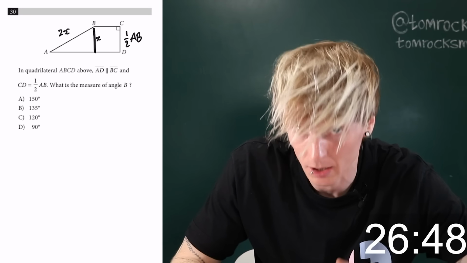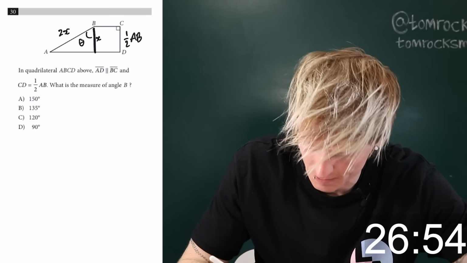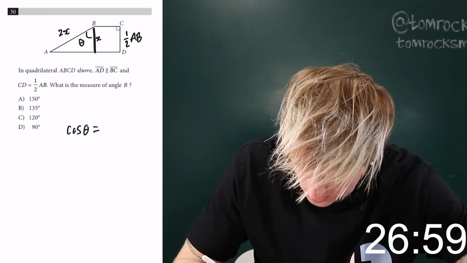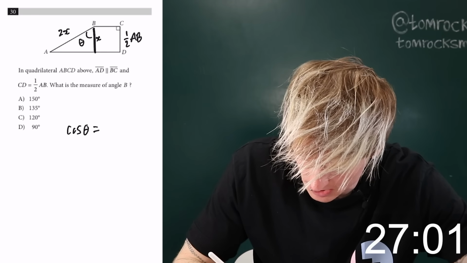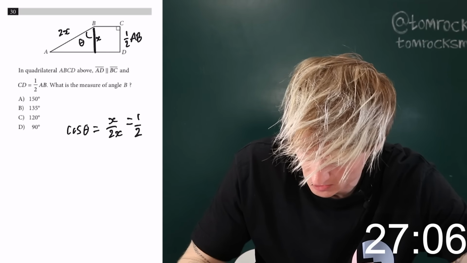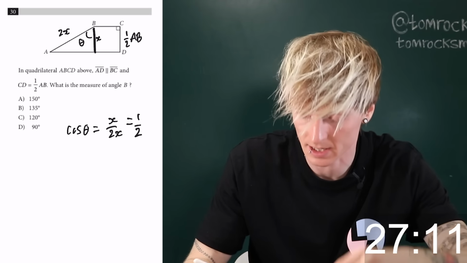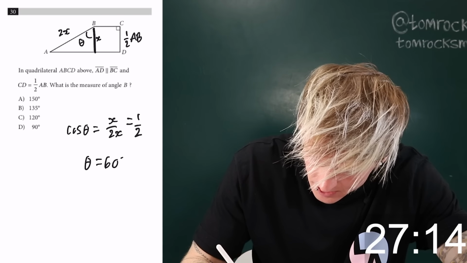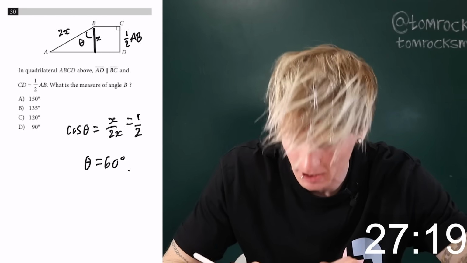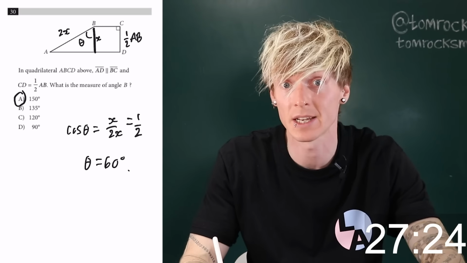And I want to know the angle at B. So the angle at B there, theta, and I've got the adjacent and the hypotenuse. So cos of theta is adjacent over hypotenuse. So adjacent is x over 2x. So that's a half. So if cos is a half, theta's 60 degrees. Okay, so theta's 60 degrees plus the 90 from the right angle, so I think it's got to be 150. Okay, so I think the answer to 30 is A.